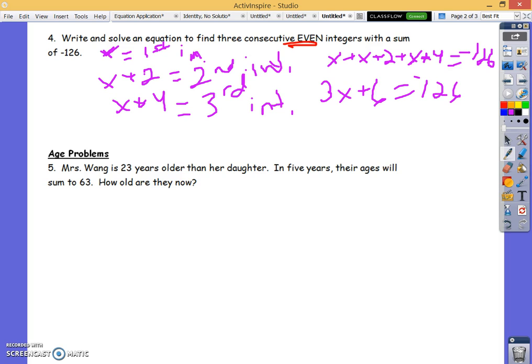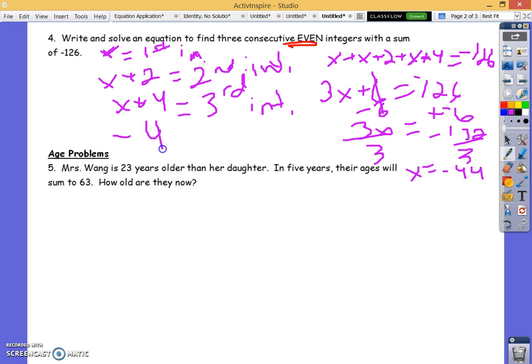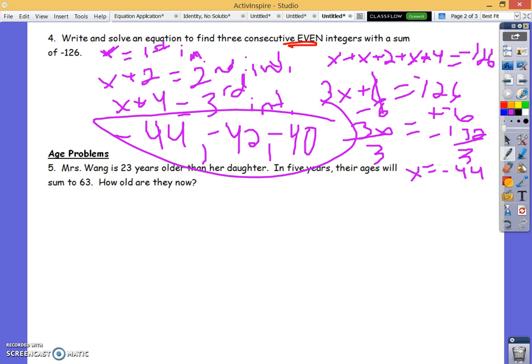Now I'm going to subtract 6 from both sides. Remember, when you're subtracting and there are negatives, we want to do "leave, change, opposite." So this is really like plus negative 6. So it's negative 132. I divide by 3, and I get my final answer, which is negative 44. Now, the next number, plus 2, would be negative 42. I'm getting closer to 0, and then negative 40. If you add negative 44, negative 42, and negative 40, you will get negative 126. So you know you got the right answer.